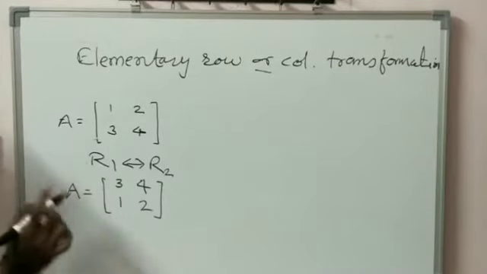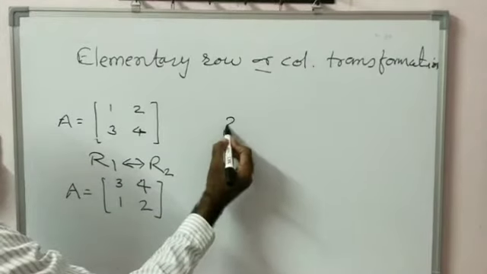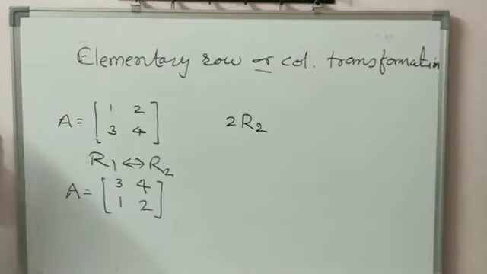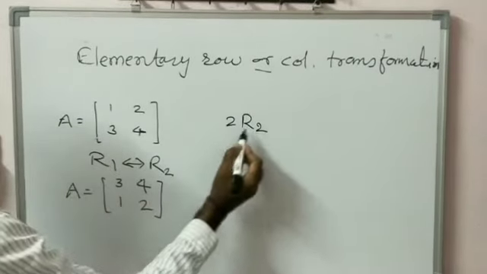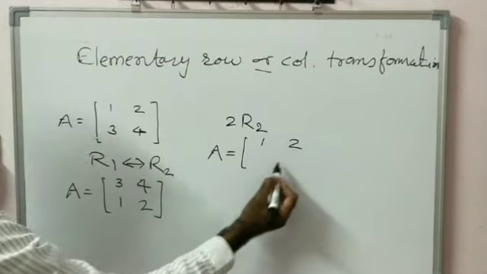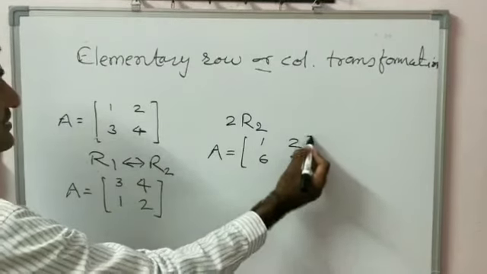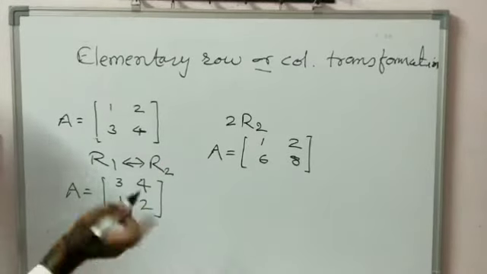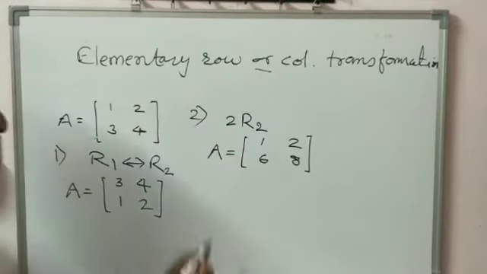The first operation. Now the second operation on the same matrix: twice R2. What is the meaning of twice R2? Multiply R2 by 2. Therefore, this matrix becomes, by these operations, 1, 2 with no change in the first row, and the second row multiplied by 2, therefore 6 and 8. This is a row transformation. This is the first operation, this is the second operation. Any type of operations. Third.